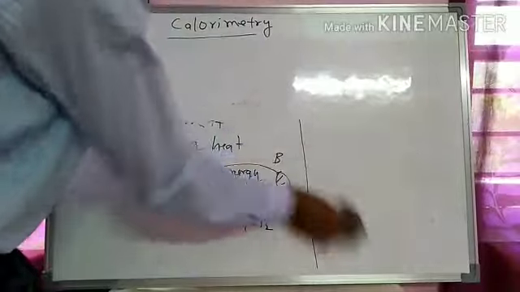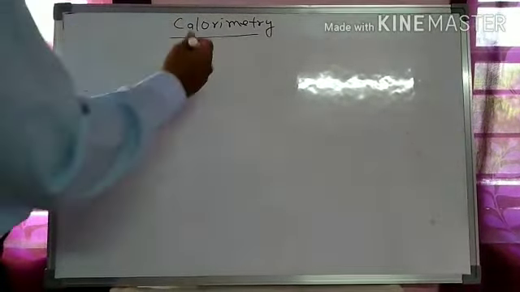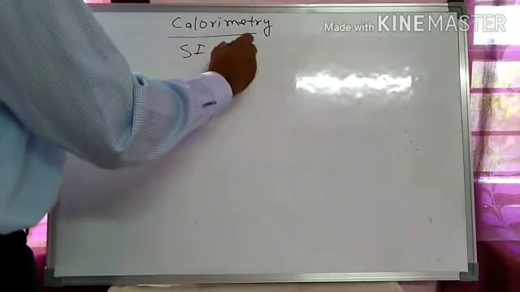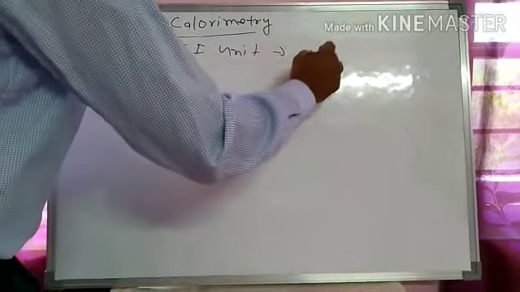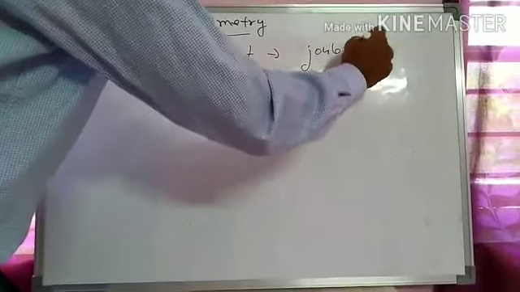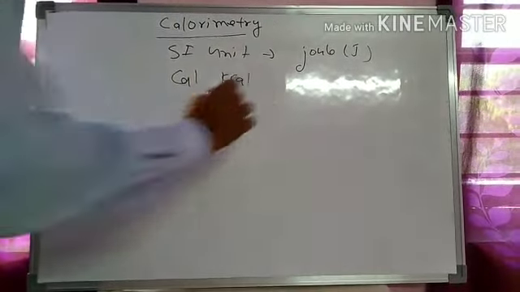Now next, unit of heat energy. SI unit of heat energy. Since it is a form of energy, the SI unit is joule. The other units are calorie and kilocalorie.